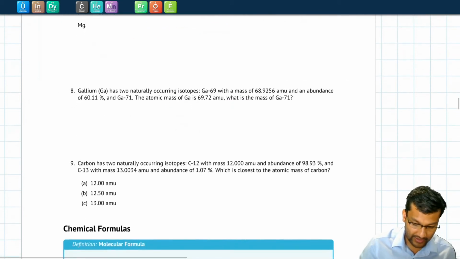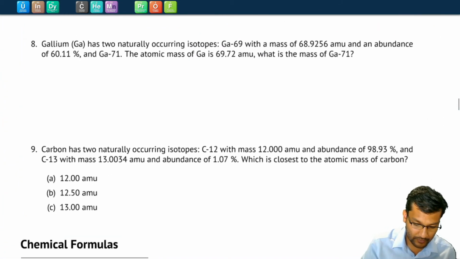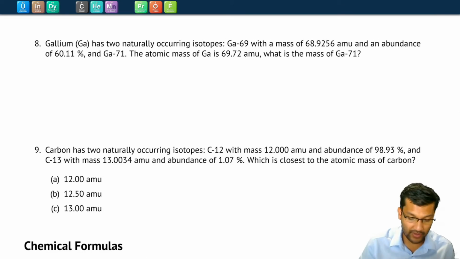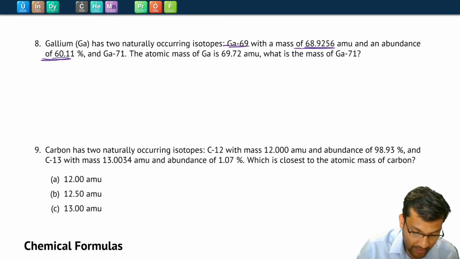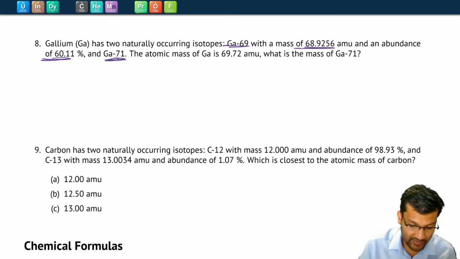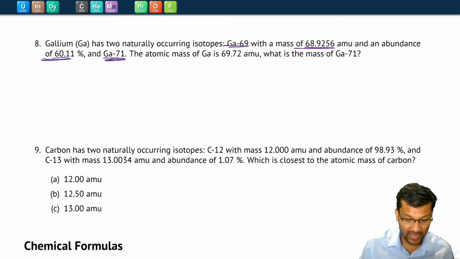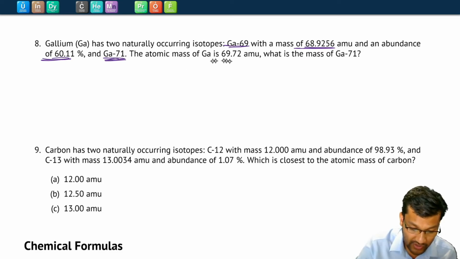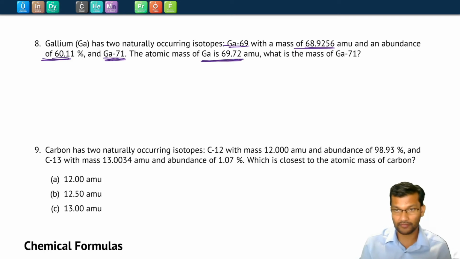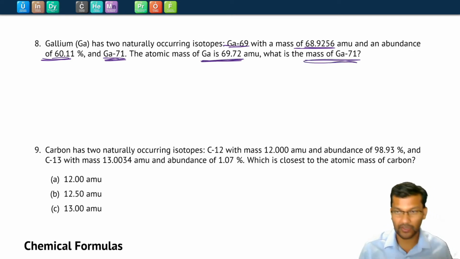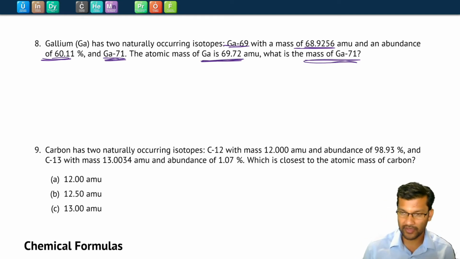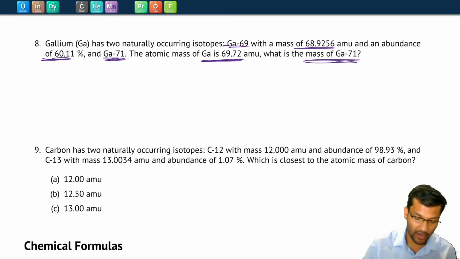But let's try number 8, because number 8 does it a little bit backwards. It gives you, for gallium-69, the mass and the abundance. But for the other isotope, gallium-71, it doesn't give you either the mass or the abundance. All it gives you is the average atomic mass of gallium as a whole. So here it's asking what's the mass of gallium-71. Try to see if you can work this one out by yourself, pause the video, and then unpause and we'll go over it together.